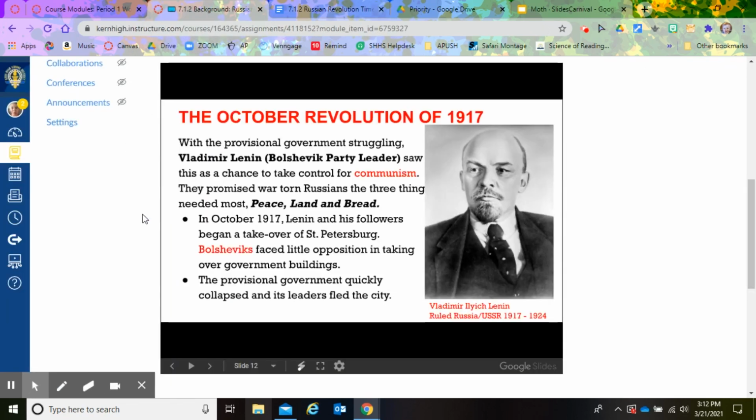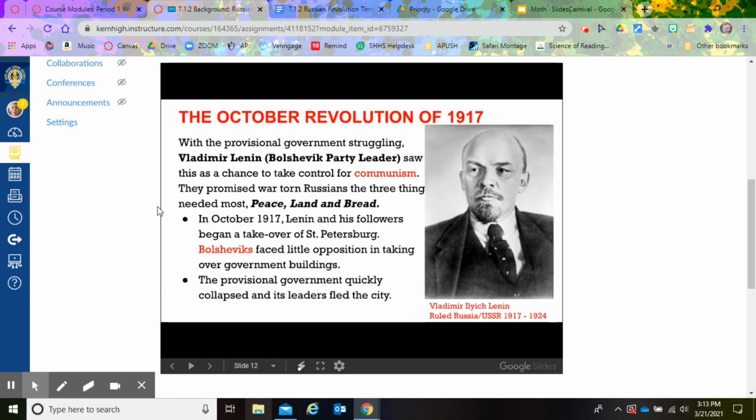Now let's look at the October Revolution of 1917. There's a lot that goes on in 1917. And so here we have, with the provisional government struggling, Vladimir Lenin from the Bolshevik Party saw this as a chance to take control with communism. They promised war-torn Russians the three things needed most: peace, land, and bread.